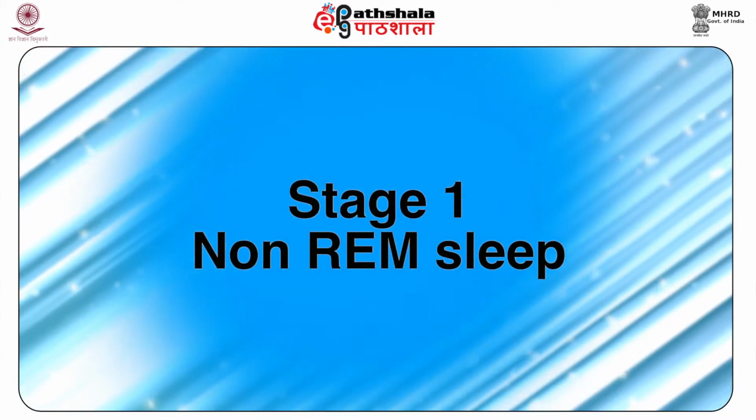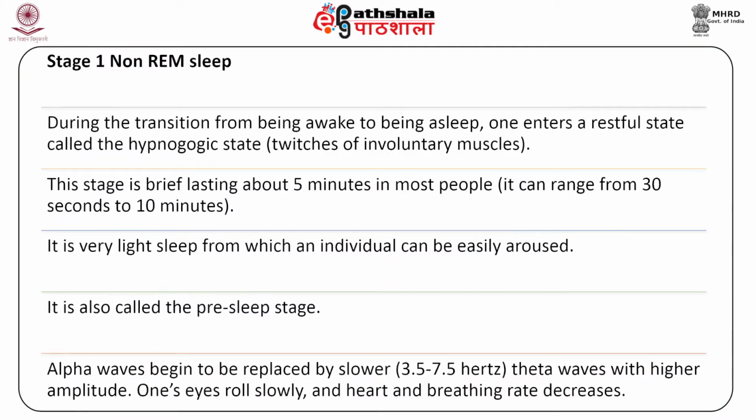Stage 1, non-REM sleep. During the transition from being awake to being asleep, one enters a restful stage called the hypnagogic state, with twitches of involuntary muscles. This stage is brief, lasting about 5 minutes in most people. It can range from 30 seconds to 10 minutes. It is very light sleep from which an individual can be easily aroused. It is also called the pre-sleep stage. Alpha waves begin to be replaced by slower theta waves with higher amplitude. One's eyes roll slowly and heart and breathing rate decrease.